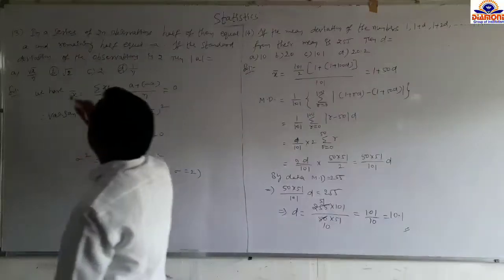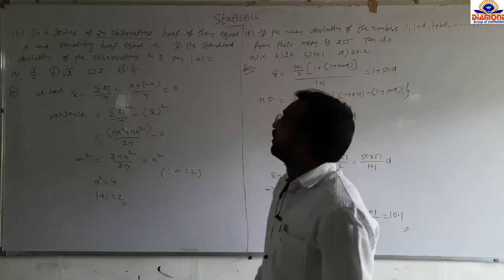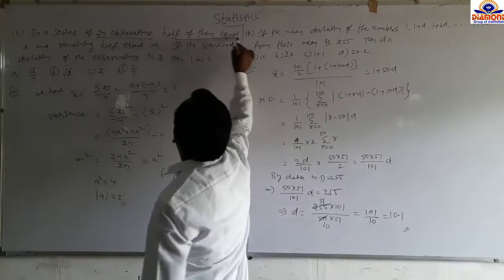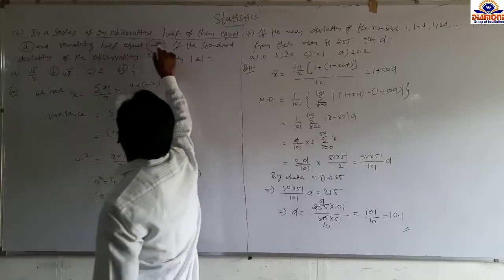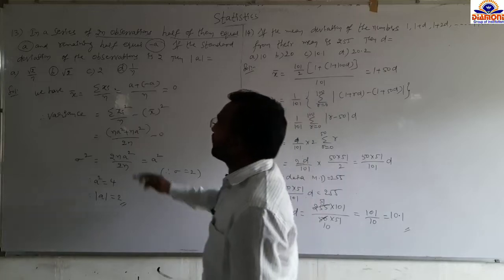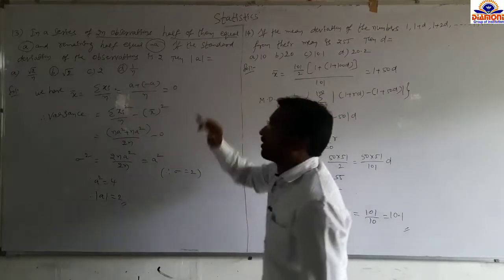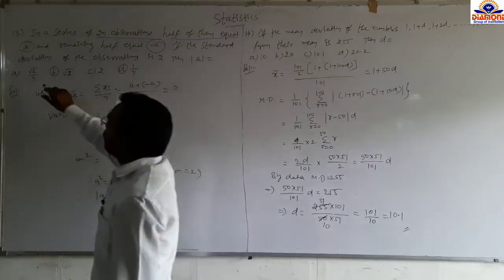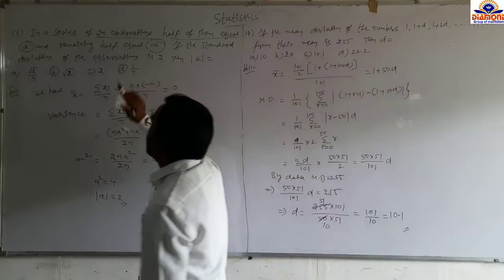In a series of 2n observations, here observations are 2n. Half of them are equal to a, the remaining half are equal to minus a. If the standard deviation of the observations is 2, so sigma equal to 2, then mod a equal to what? Option A root 2 by n, option B root 2, option C 2, option D 1 by n.